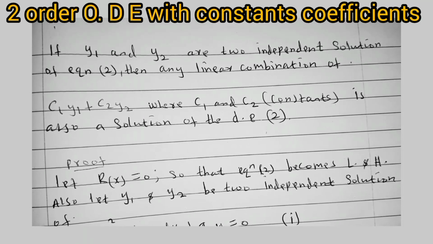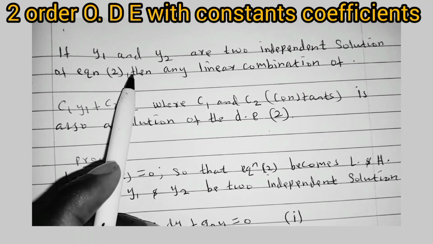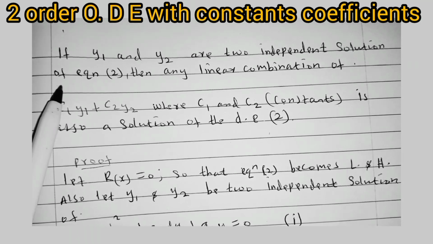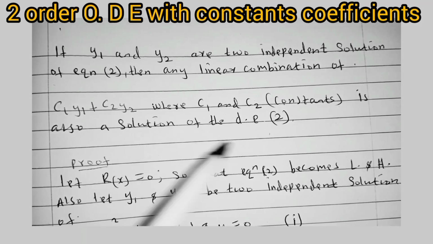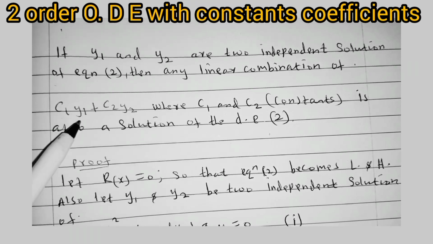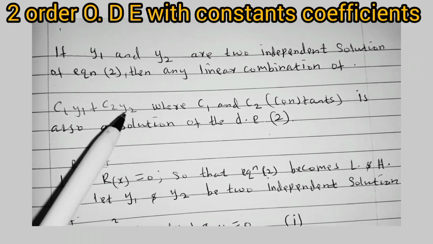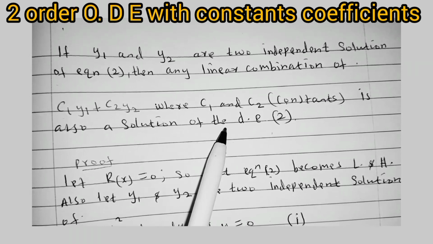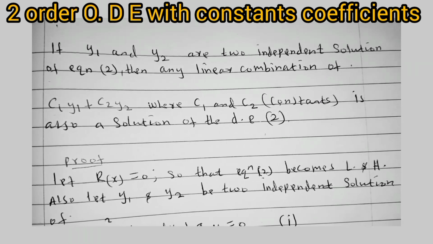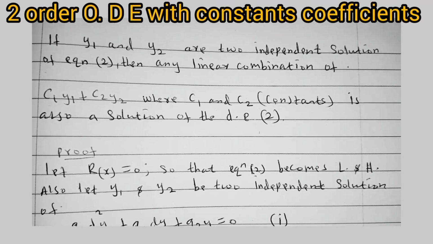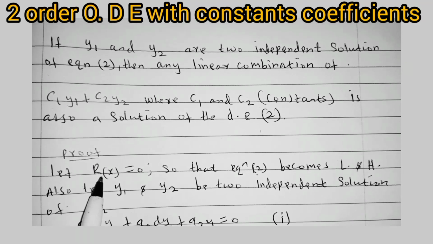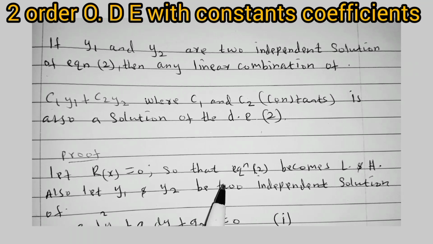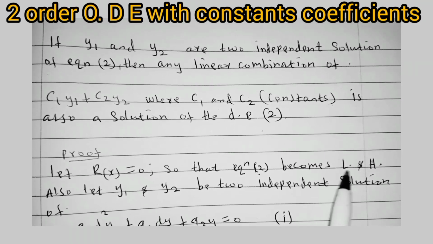So if y1 and y2 are two independent solutions of equation 2, which I have shown above, then any linear combination c1 y1 plus c2 y2, where c1 and c2 are constants, is also a solution of the differential equation. So what we want to do here is to prove that this is true. We let r(x) on the right-hand side of equation 2 be equal to 0, so that equation 2 becomes linear and homogeneous.